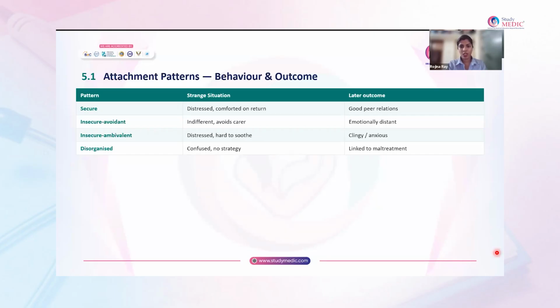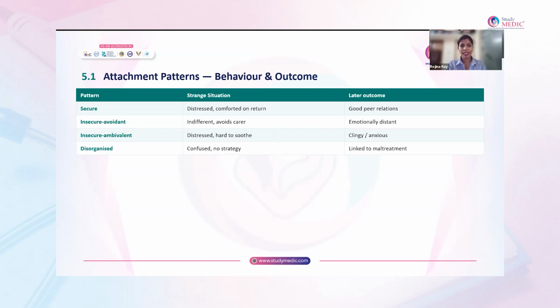Now, coming to the attachment pattern. This table correlates the behaviors observed in the strange situation experiment with long-term social outcomes. Securely attached infants tend to be socially competent adults, and they have good peer relationships in later childhood and adulthood. Whereas children who showed an avoidant attachment style become emotionally distant because they have learned that their distress doesn't elicit a helpful response from the caregiver.